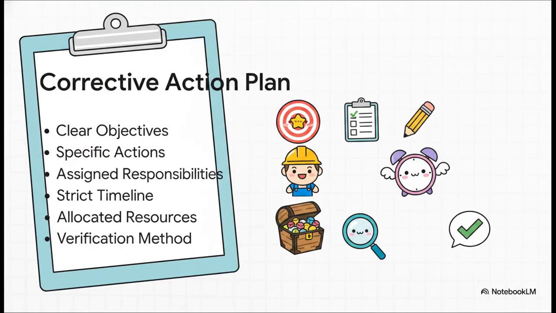A massive chunk of that documentation is the corrective action plan itself. And listen, this plan cannot have any ambiguity, none. It requires clear objectives, specific actions, allocated resources, and a verified testing method. But most importantly, crystal clear assigned responsibilities and strict timelines. If you don't assign a specific human being to fix the issue by a specific date, it is simply not going to happen in the real world.